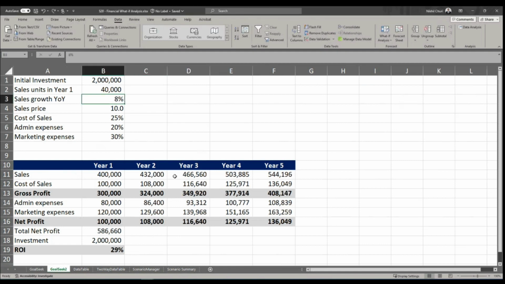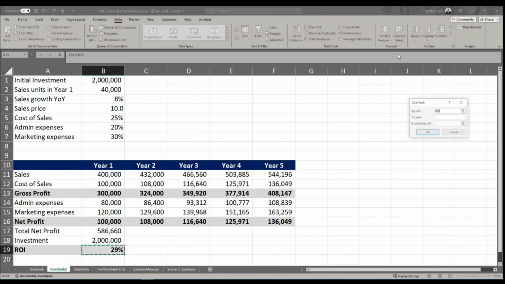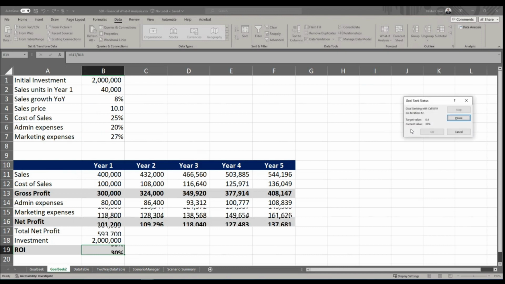Coming back, suppose I have to play around with marketing expenses. Again, this looks like the original scenario we started at. So again, I will go to the what-if analysis and select Goal Seek. The very first I'll select is this, the correct one, and I'll set the value as 0.4, by changing the cell B7. Everything looks right over here, so I'm going to click OK.